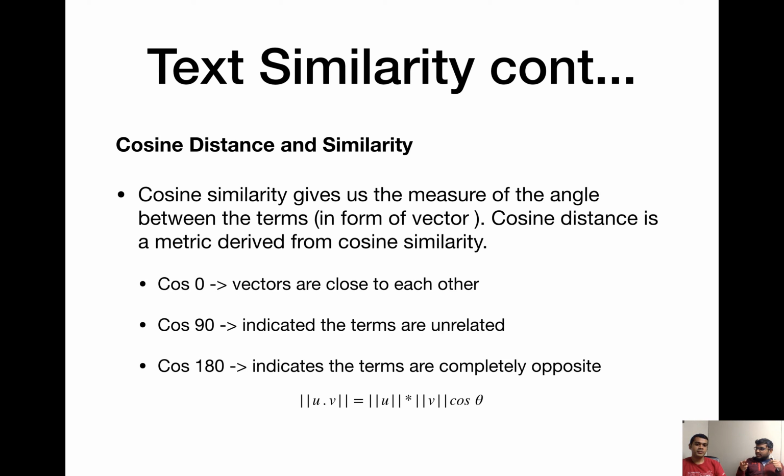And then the second step could be to normalize them, and then the third step would be to find the angle between these two vectors or sentences. And so if it's 0, that means they're similar. If it's 90, they're kind of unrelated. But if it's 180, they're completely opposite. So that's cosine similarity.